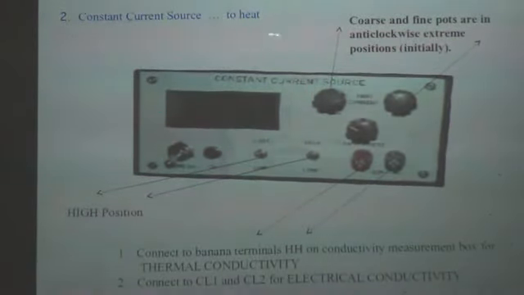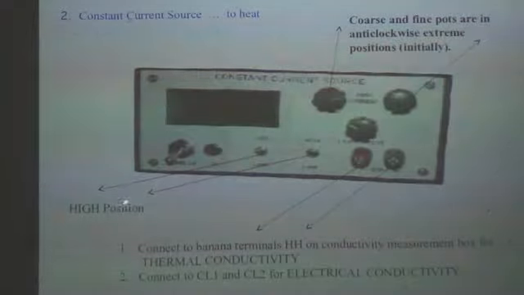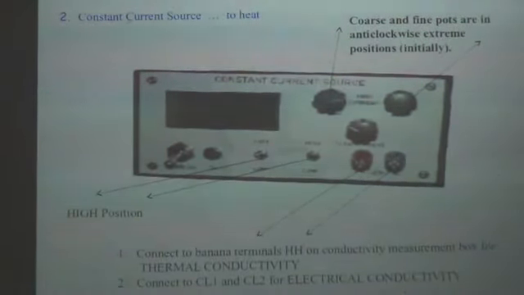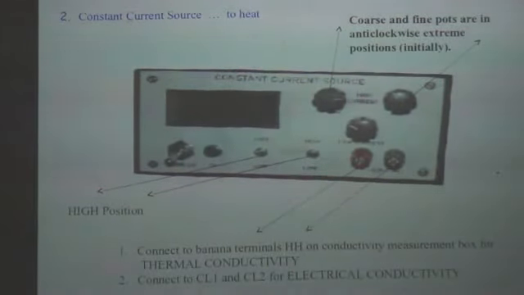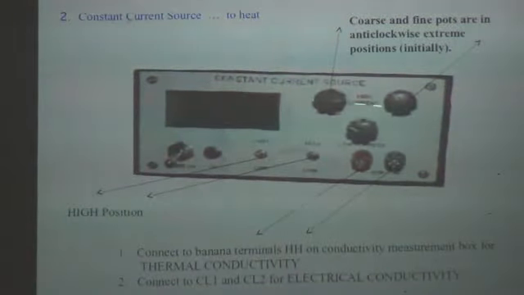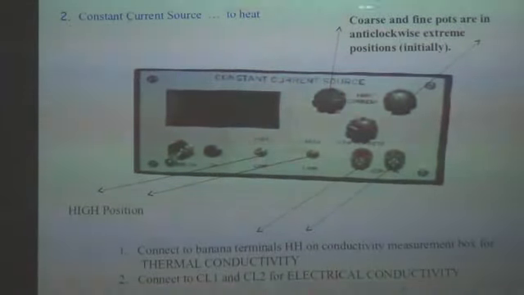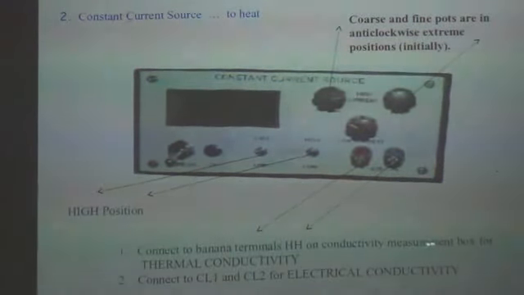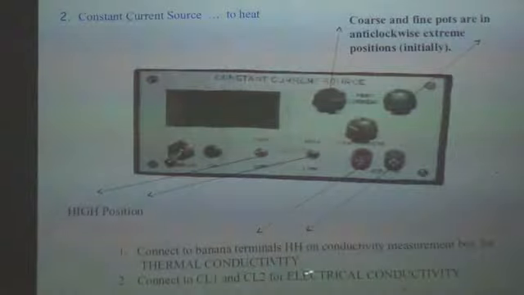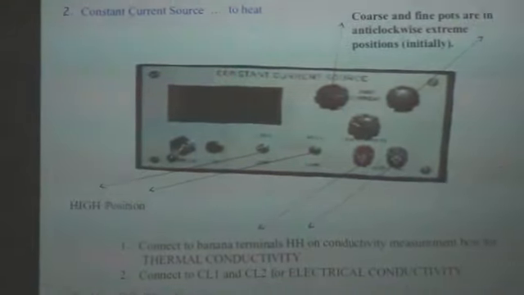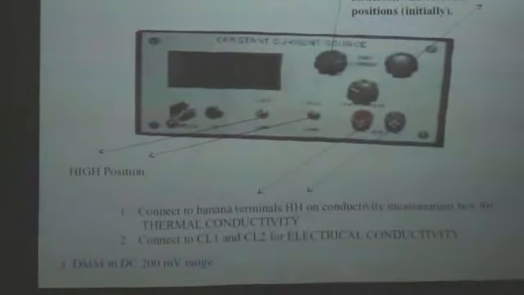Then the other instrument that you need is a constant current source. It is basically in the high current position, because we take 260 milliampere current for conductivity measurement. So here we have to put it in high. These are the two knobs by which we fix the current. The banana terminals on the conductivity box: the lower side is for thermal conductivity, and CL1 and CL2 are for electrical conductivity.